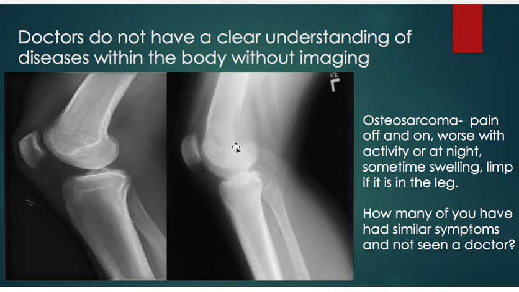This bone has deteriorated. You've got this nice clear line on the posterior portion of the knee here, but on the posterior portion here, it's jagged, it's missing some of the bone. This is a patient that has osteosarcoma. The symptoms for osteosarcoma are pain on and off, worse with activity or sometimes at night. There sometimes is swelling in the area, and if it's in the leg, the patient may have a limp.